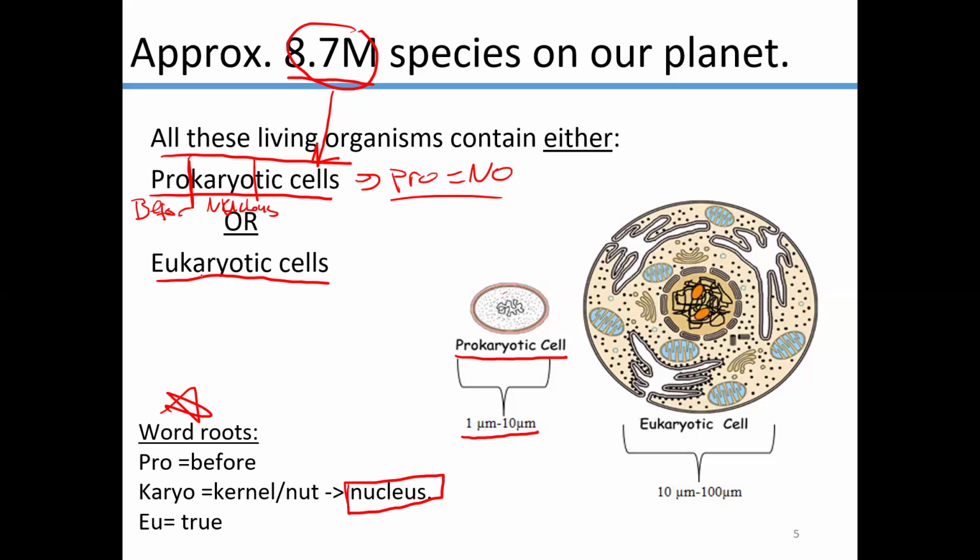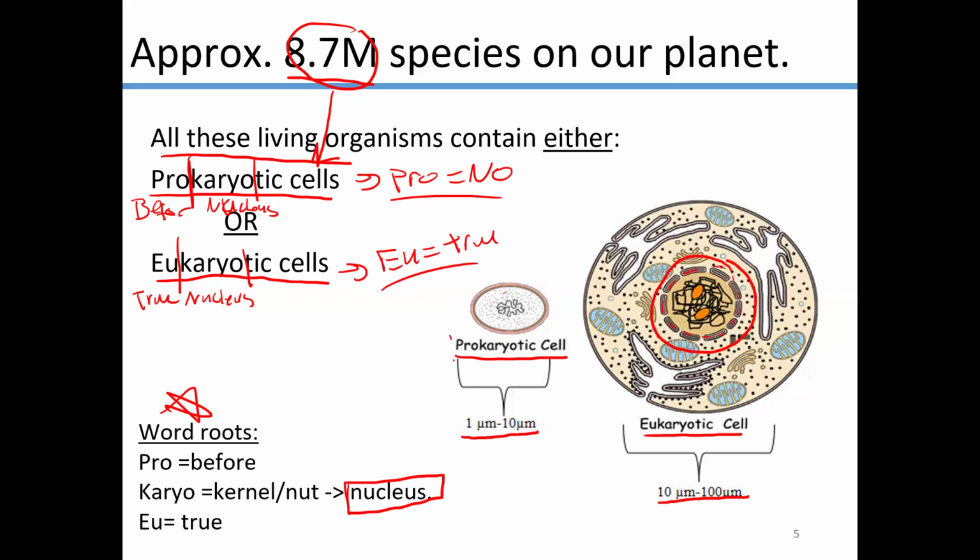Now, when it comes to eukaryotic cells, EU equals true. I'm going to separate that out. So true, karyotic, nucleus: true nucleus. In this case, EU equals true, meaning that eukaryotic cells do have a nucleus. You can see our eukaryotic cells here are about 10 to 100 nanometers. And right in the middle, you can see all of our genetic information, represented by these dashes, and this is going to be our nucleus.